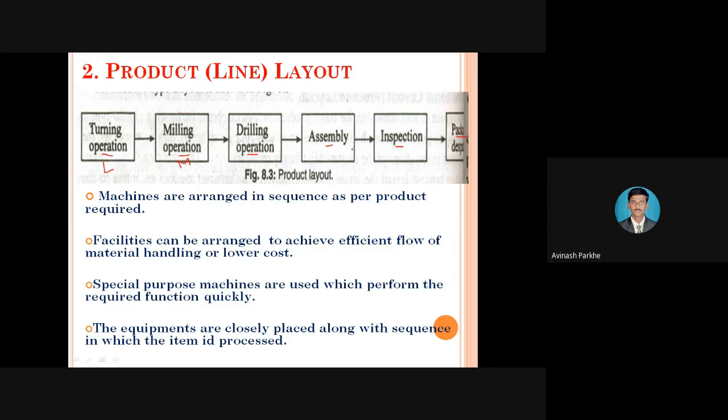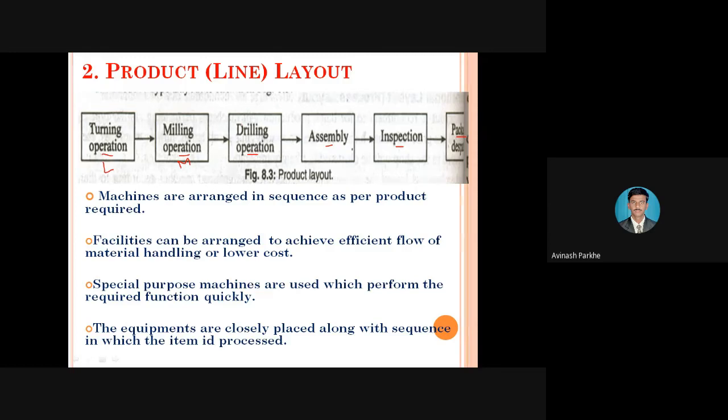So whatever the required machines are there, only those required machines I am providing in the sequence. If drilling operations I am not performing, and still I have provided the drilling machine, there is no use of that particular drilling machine. So if the drilling operations are not required, there is no need to provide the drilling machines. Like that, better utilization of the machines and the workers will be taking place through this particular product layout.